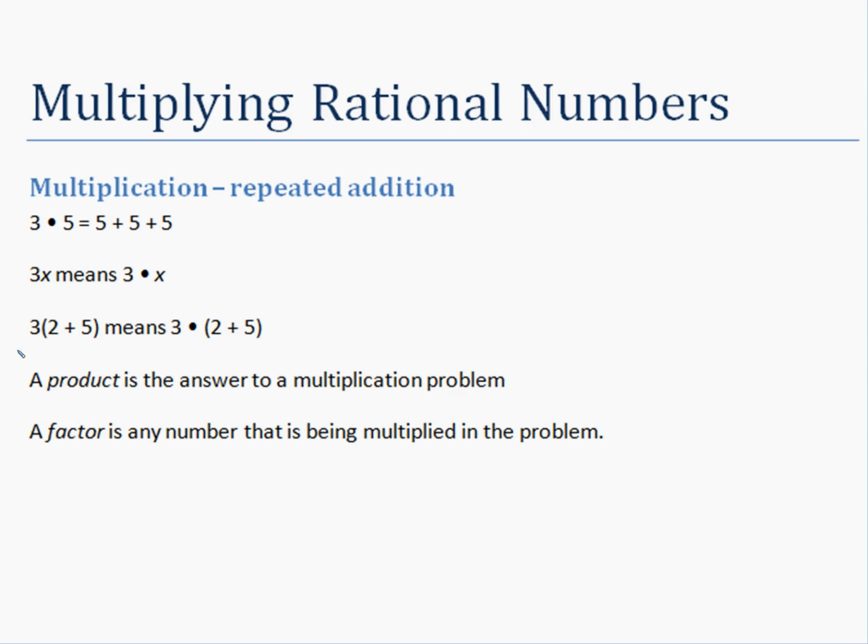A couple other things. A product is the answer to a multiplication problem. So if you hear the word product, you need to know you're multiplying. And a factor is any number that is being multiplied in the problem. So factors are multiplied together to give you a product. It doesn't have to be just 2 of them, but I'm going to write factor times factor equals a product. And we can have as many numbers as we want for factors: factor times factor times factor times factor times factor equals product.